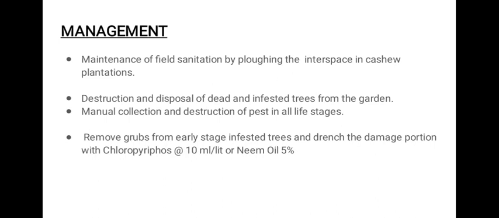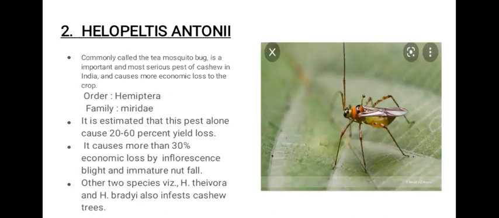Maintenance of field sanitation by clogging the interspace in cashew plantations. Destruction and disposal of dead and infested trees from the garden. Annual collection and destruction of pests in all life stages. Then remove grubs from early stage infested trees and drench the damaged portion with chlorpyrifos or neem oil 5%.